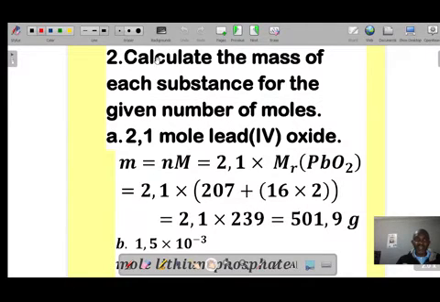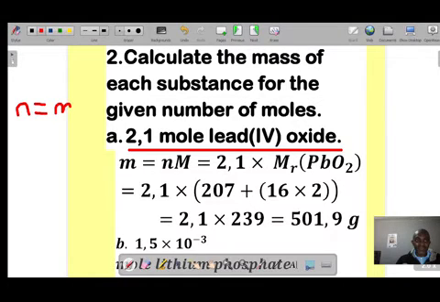So here they say, calculate the mass of each substance for the given number of moles. So here they gave us what now? They gave us 2.1 moles of lead four oxide. So they want us to get the mass. Now, if you remember what we said before, number of moles equals what? Equals mass over molar mass. Hope you're not too forgetful. Equals mass over molar mass, right?